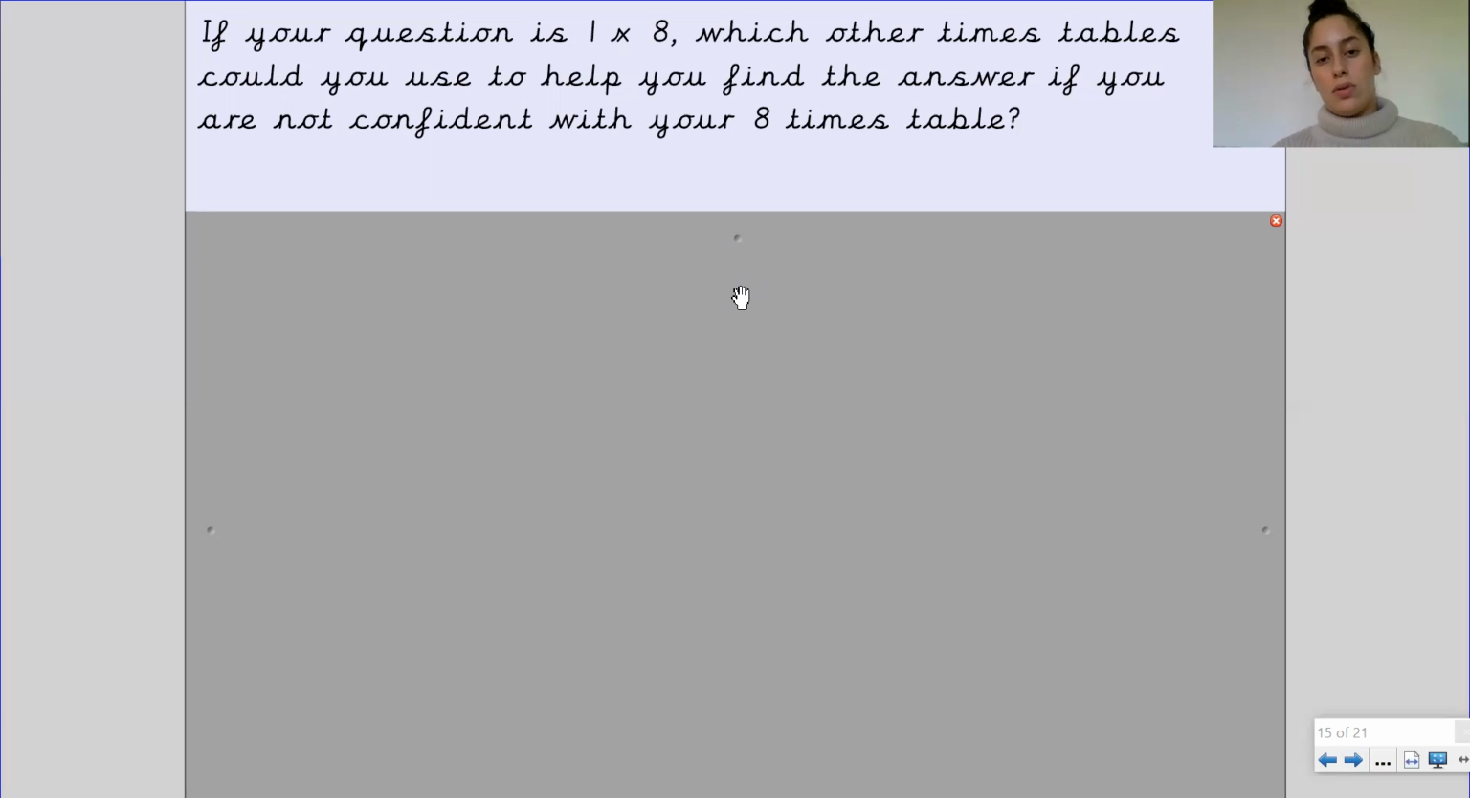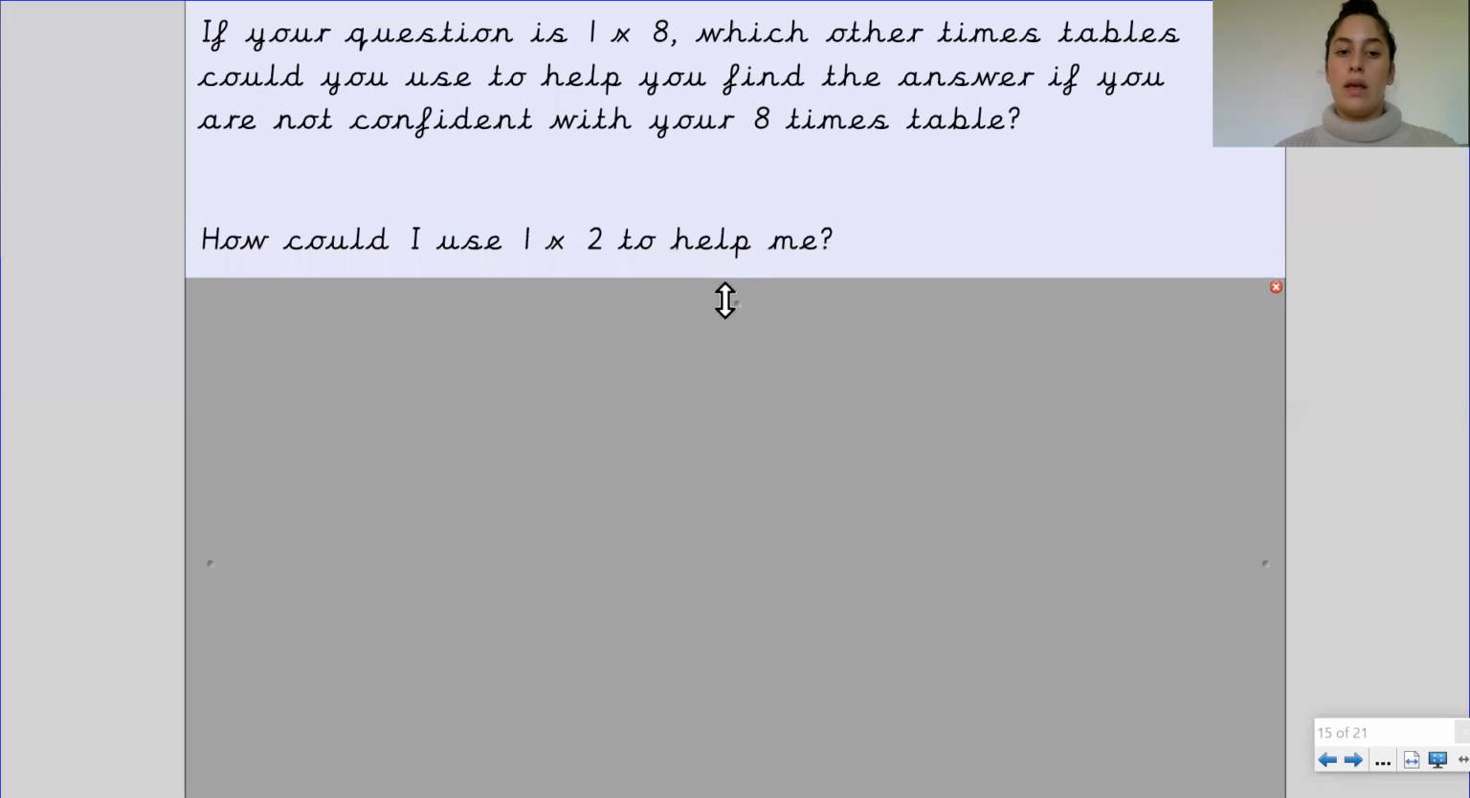Another thing that could also help you with your 8 times table, if your question is 1 times 8, for example, which other times tables could you use to help you find the answer if you are not confident with your 8 times table? Pause the video, have a think. We have discussed this before. So which other times tables could help you with your 8 times table?